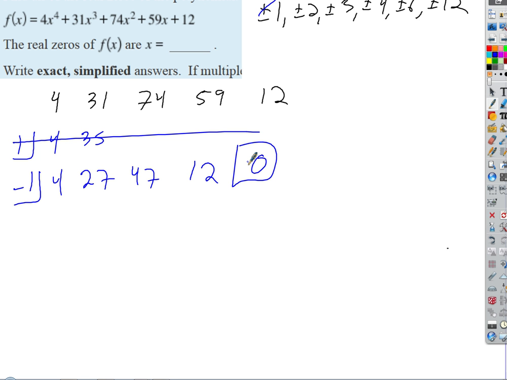What's the first one I should probably try? No, 1 can't work, right? Because 1's already been crossed off the list. If 1 wasn't a factor of this polynomial, then it can't be a factor of this one, right? Try 2. Okay, but before we try 2, we should probably try -1 again, because it could be a double root. And then if it's not, we can cross it off the list.